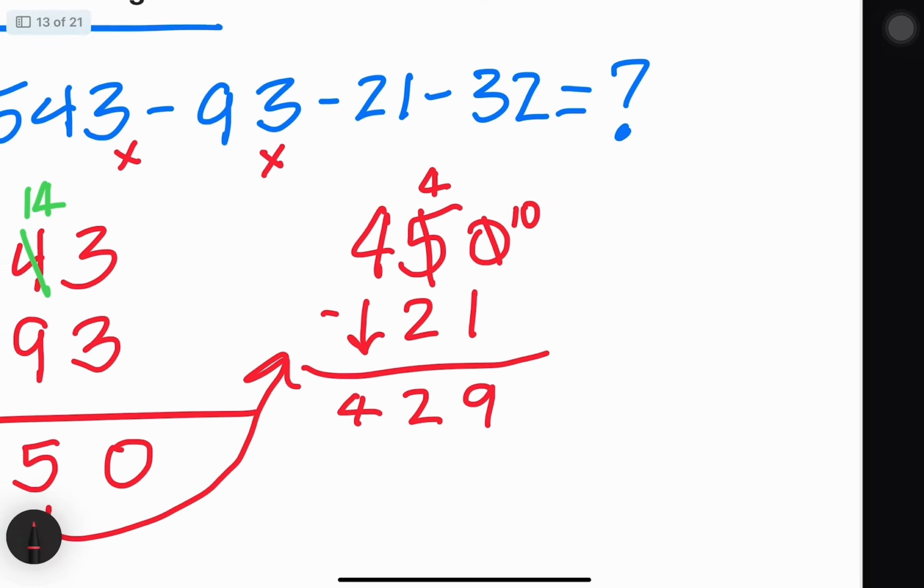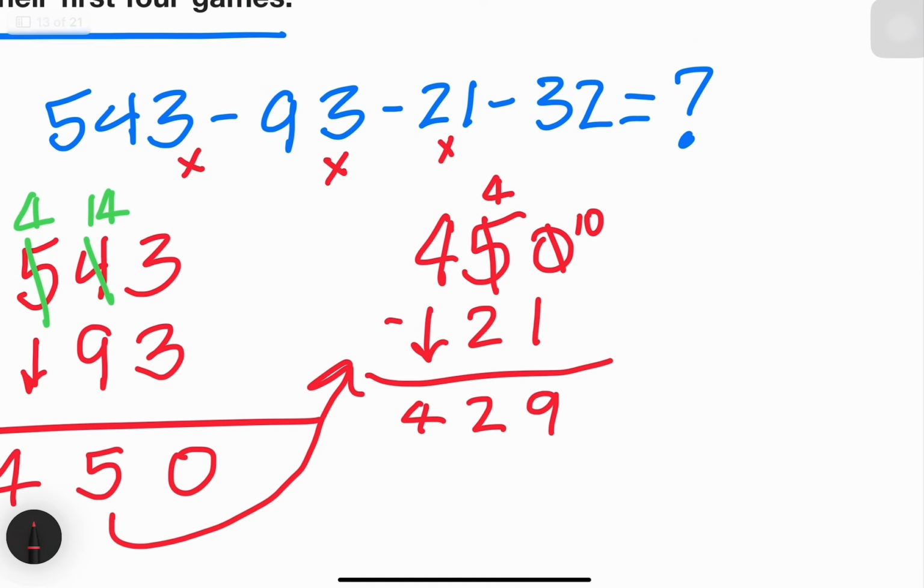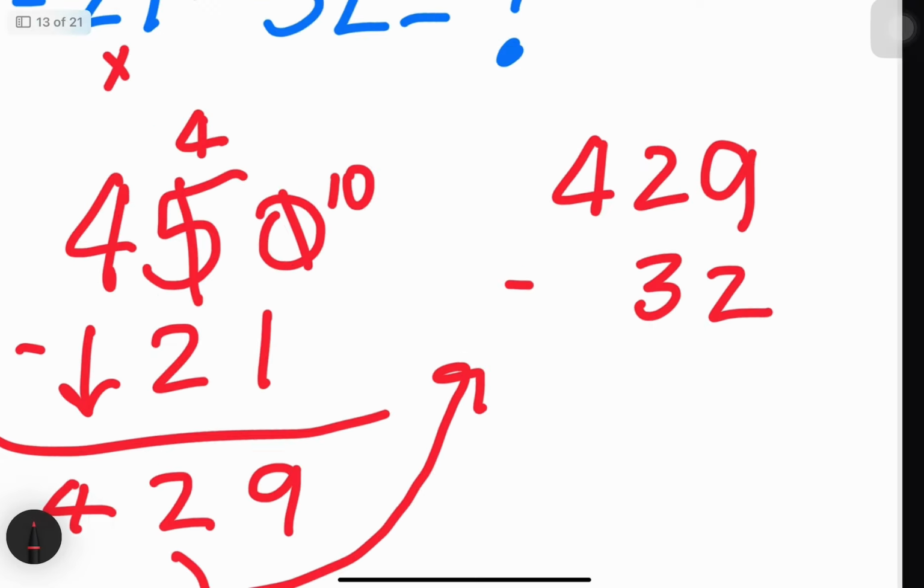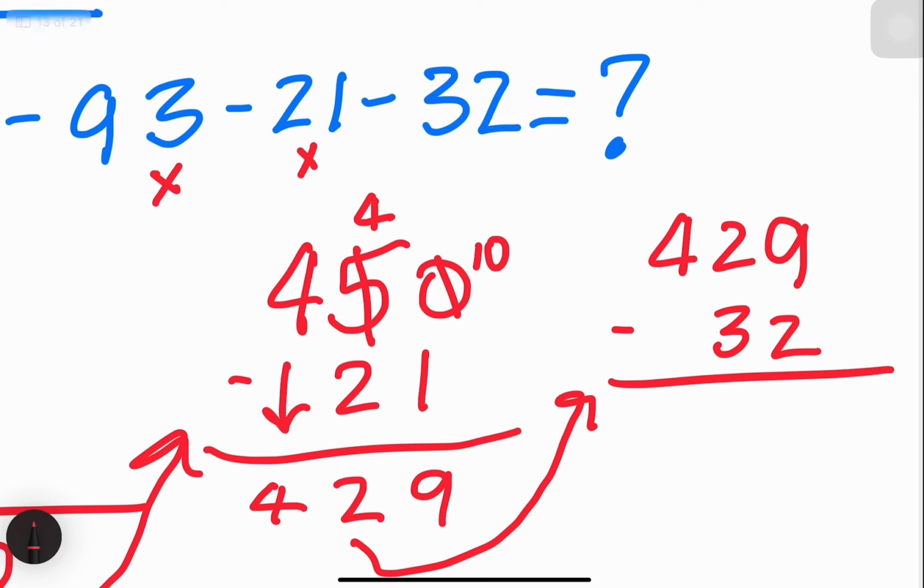All right. So now I've already used the 21. Now I have one more number left to determine how many points he scored in the 4th game. So I'm going to take this 429 and bring it to the top. So I'm going to do 429 minus the 32. All right, so 429 minus 32.